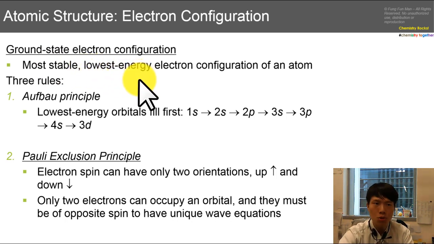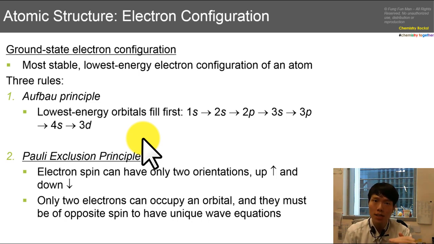There are 3 rules of electronic configuration you have to know. Number 1 is the Aufbau principle. That means that we should fill in from the lowest energy orbital first, all the way down to 1s, then 2s, then 2p, then 3s, and then 3p, then 4s, and 3d. We cannot say, okay, I feel like putting it at the 2p first in place of 1s. No, not going to happen.